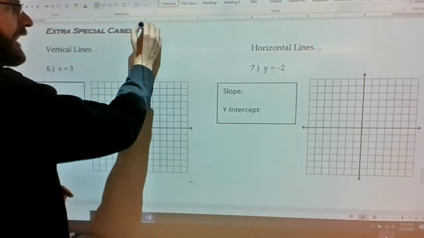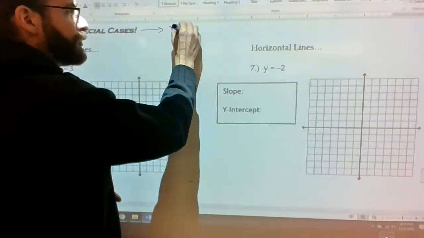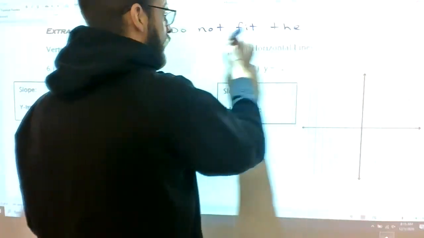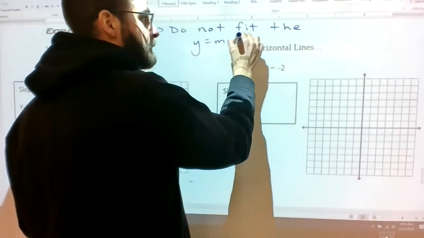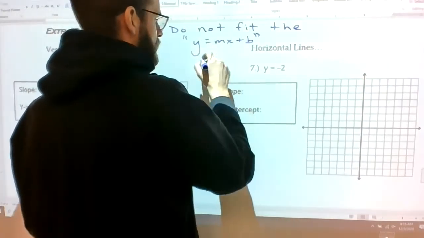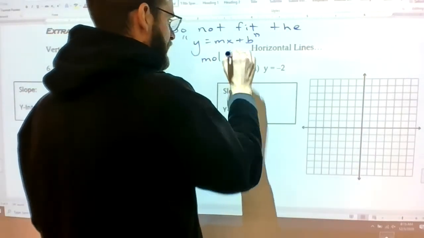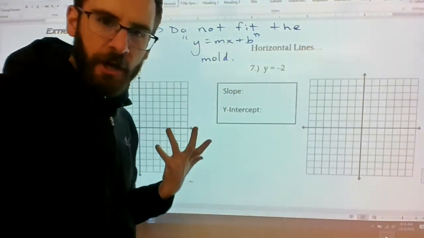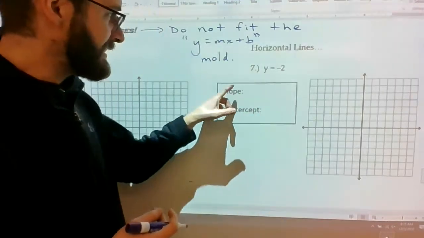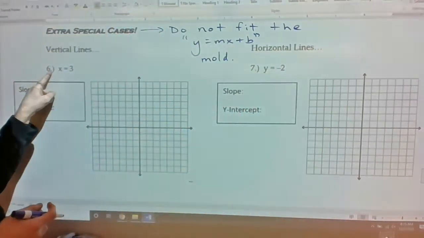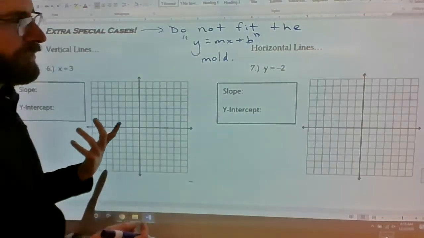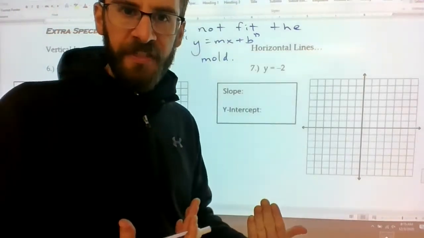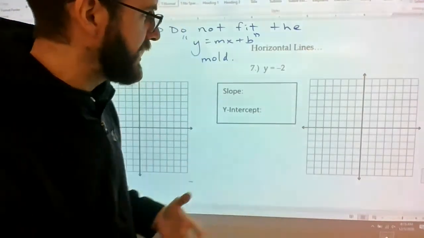These extra special cases do not fit the y equals mx plus b mold, okay? They're outsiders. They don't fit the, hey, get y by itself and check the m in front of the x and the b there. It's literally y equals -2 and x equals 3. So the first thing to talk about here is really just use the equation to think through what this line would actually look like. I'm actually going to start with number 7.